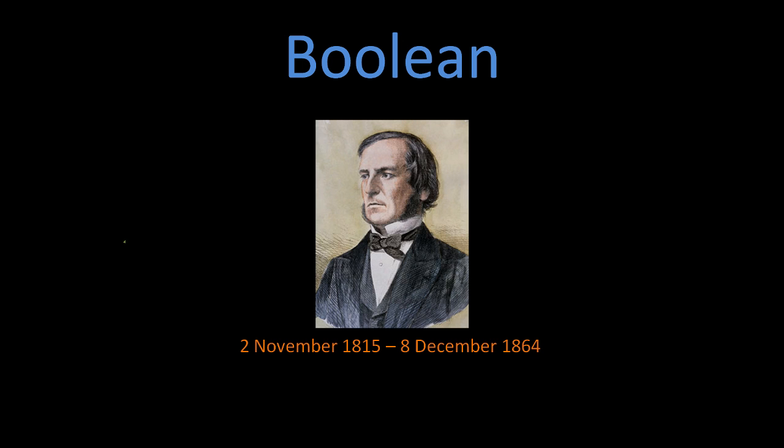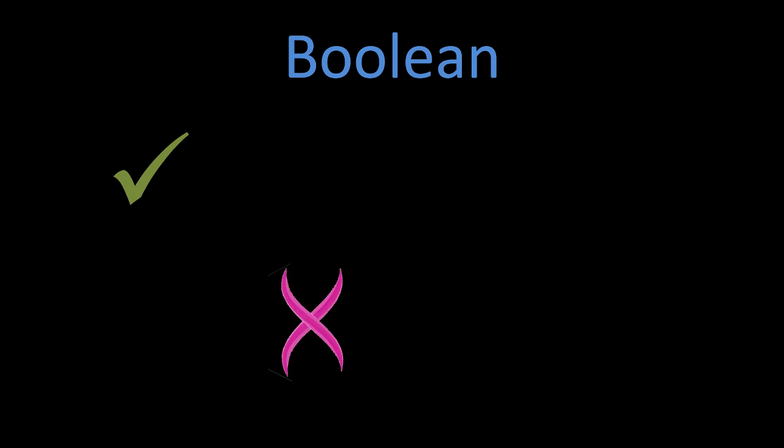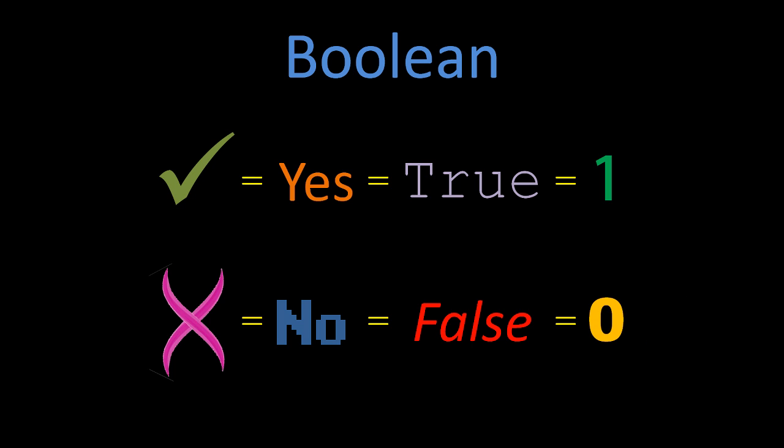The final data type is a boolean. It's named after George Boole, who came up with the system of logic that computers use. A boolean can contain either true or false, nothing else. It works well with the binary number system that computers use because we use a 1 to represent true and a 0 to represent false.